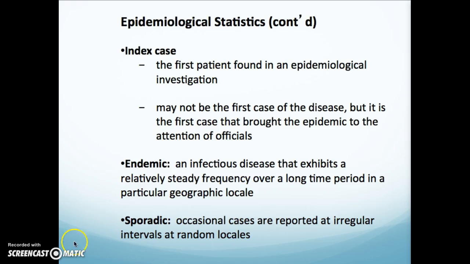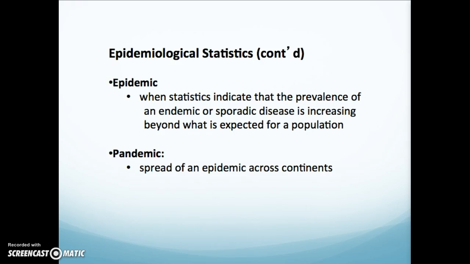We can have sporadic, which means that there are occasional cases at very irregular intervals at random locales. And then when is something an epidemic? This is when the statistics indicate that the prevalence of the disease is increasing beyond what is expected for a population. Pandemic refers to when it actually crosses continents. So an epidemic spreads from continent to continent. Okay? So hopefully this is a little bit of background or information that can help you as you go forward researching your microbe.